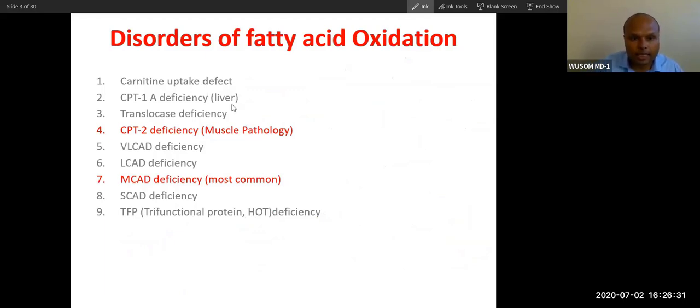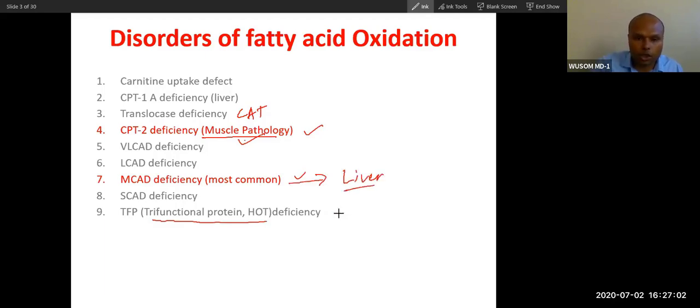So you can see this is CAT, this is carnitine, CPT-1, VCAD, VLCAD, LCAD, MCAD, SCAD, and this trifunctional protein. All of these can be deficient. Any one of these can be deficient, but the most common is this. We will talk about this most common. CPT-2 is associated with muscle. Predominant presentation will be muscle pathogenesis. Just remember, CPT-2 means muscle, and MCAD will be associated with liver. So we will talk about these two disorders.